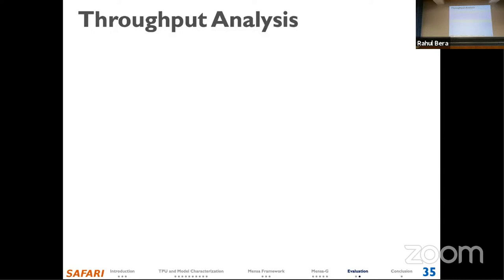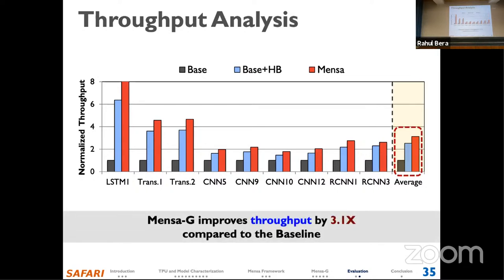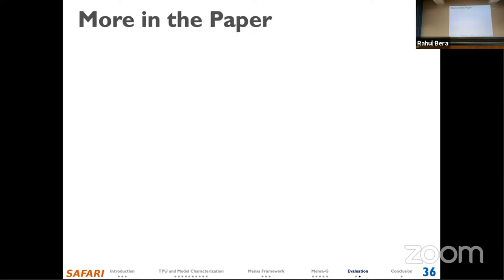Another metric is the throughput, the inference throughput of the accelerator. Again, here I have different models, sorry, and the normalized throughput compared to the baseline accelerator for those, and also the baseline accelerator with high bandwidth memory and Mesa. There's not much magic in this plot. It's just to show that Mesa also improves the throughput of the execution of the layers by 3.1 times compared to the baseline accelerator. There are many more things that are left out of this talk, but they are in the paper.